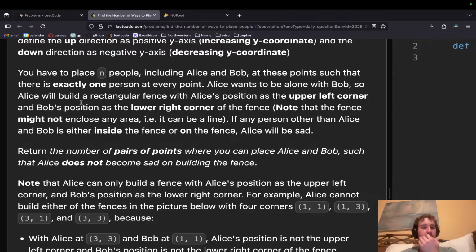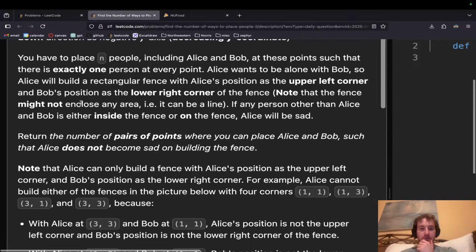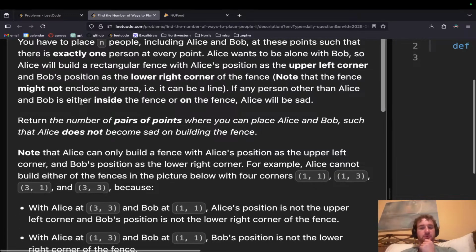Alice wants to be alone with Bob, so Alice will build a rectangular fence with Alice's position as the upper left and Bob's position as the lower right. Return the number of pairs of points where you can place Alice and Bob such that Alice does not become sad? What does it mean to be sad?